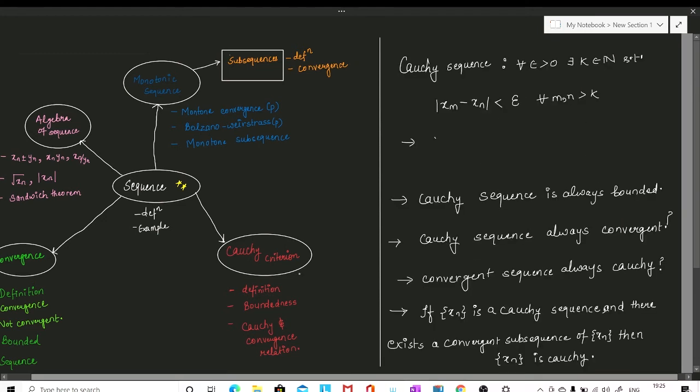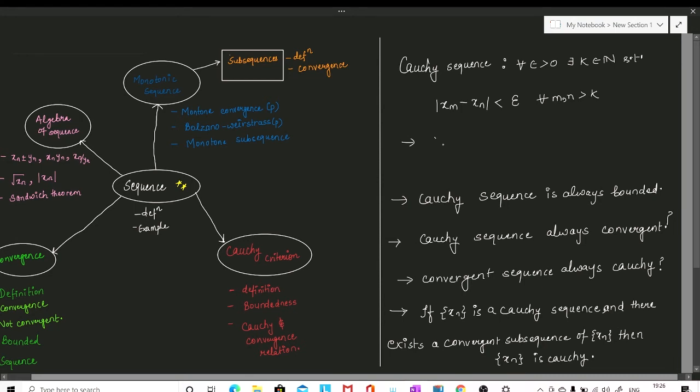That's it. To the final subtopic of the topic, sequence, which is Cauchy criteria. So first of all, what is a Cauchy sequence? So mathematically we say xn is a Cauchy sequence if for all epsilon greater than 0 there exists a k belongs to natural numbers such that mod xm minus xn less than epsilon for all m, n greater than k. So ये तो हो गई mathematical definition. And what does it mean? It is a very smart and very intuitive idea.